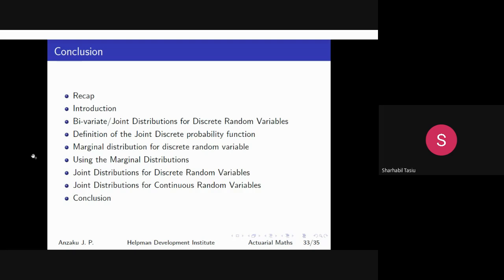When we did that, we gave a definition of the joint discrete probability function. We explained what a marginal distribution for the discrete case means. We say the marginal means we're trying to calculate the individual probability from the joint probability. For you to do that, you must already have the value for the joint probability. Then you can also calculate the marginal distribution. So we also looked at how we can use the marginal distributions for the discrete case, and for the continuous case. We also looked at the joint distributions for the continuous random variable and the marginal distribution for the continuous random variable.